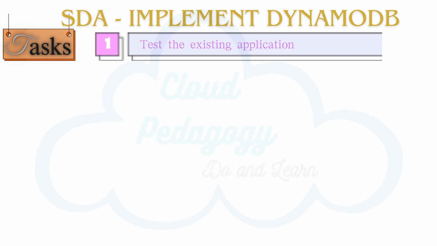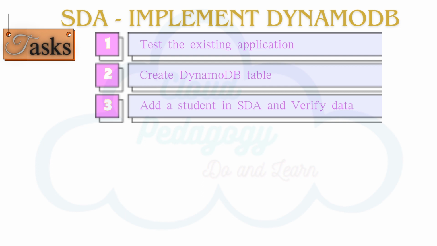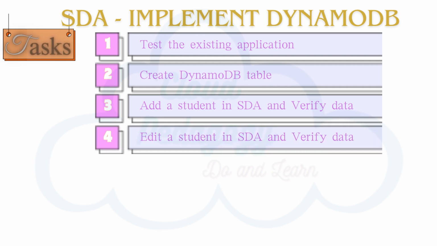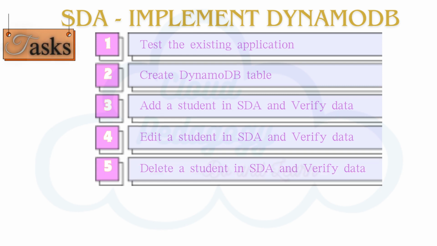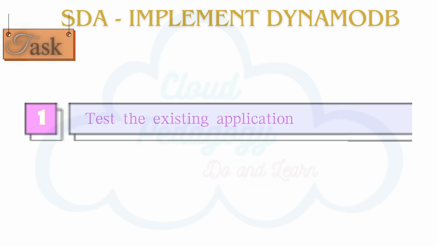In task 1, we will test the existing application which we have created in the last labs. In task 2, we will create a DynamoDB table for our application. In task 3, add a student in the student directory application and verify the data. In task 4, we will edit a student's details in the student directory application and again we will verify the updates. In task 5, we will delete a record from the student directory application and verify it is deleted in the DynamoDB table as well. Finally, in task 6, we will delete the DynamoDB table which we have created for this application.